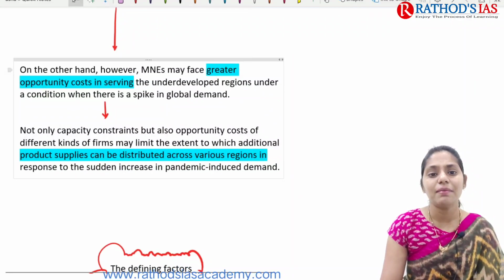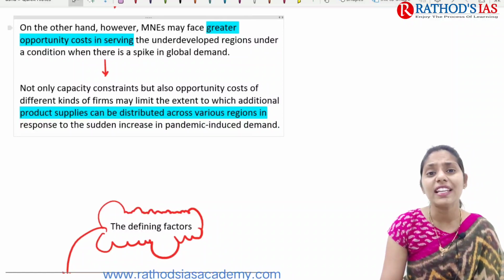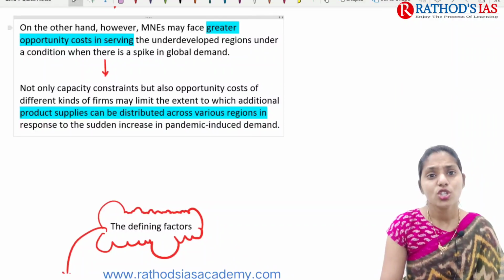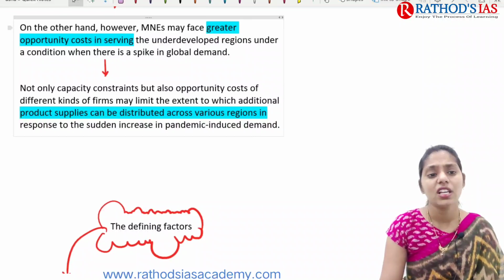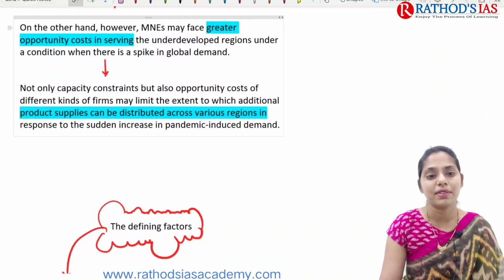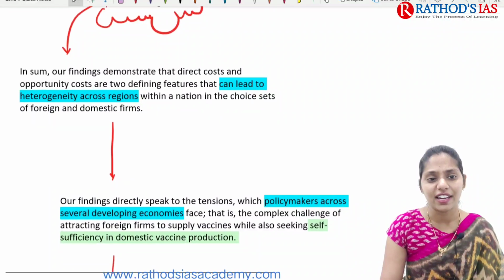On the other hand, these MNEs may face greater opportunity cost in serving these underdeveloped regions under a condition where there is a spike in global demand. So whenever global demand is increasing, these MNEs, multinational enterprises, have greater opportunity cost compared to the domestic firms.